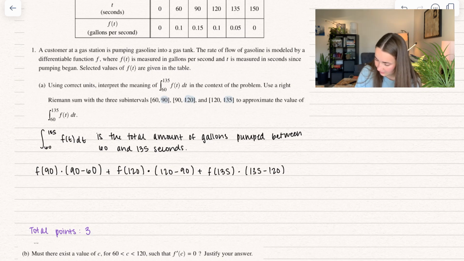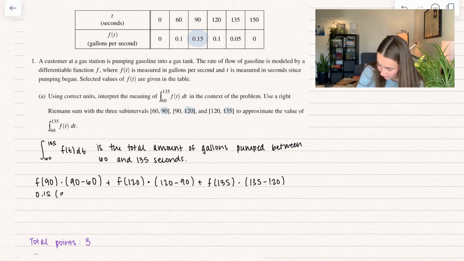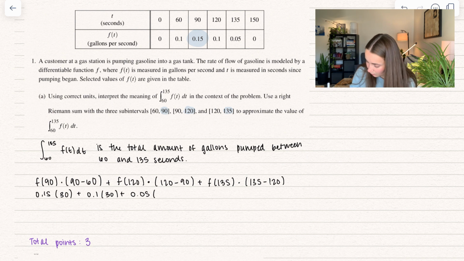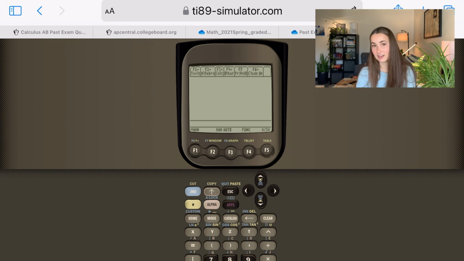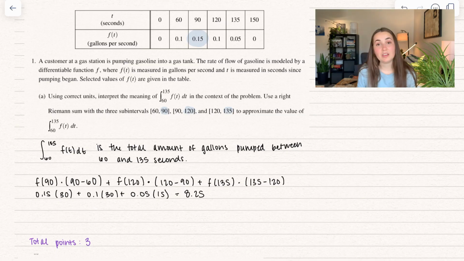Now all we have to do is calculate this. Over here, f of 90 is going to be 0.15. So we get 0.15 times 90 minus 60, which is 30, plus f of 120, which is 0.1, just looking at the chart, times 30 again. And then f of 135 is 0.05, which we multiply by 15. So we're going to go over to our handy dandy graphing calculator. This is the TI-89. You can just go ahead and type that in, and here we get 8.25. And remember what the unit is going to be. We're approximating the area, so this is going to be gallons.